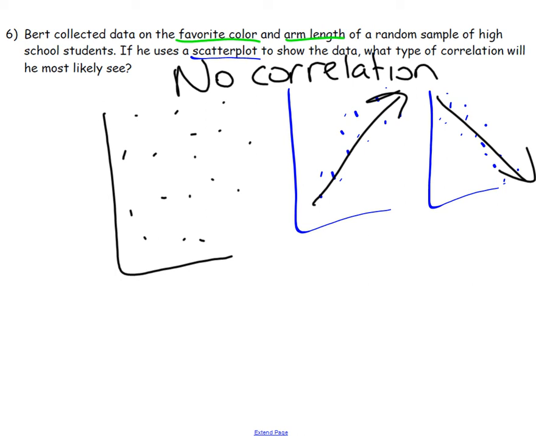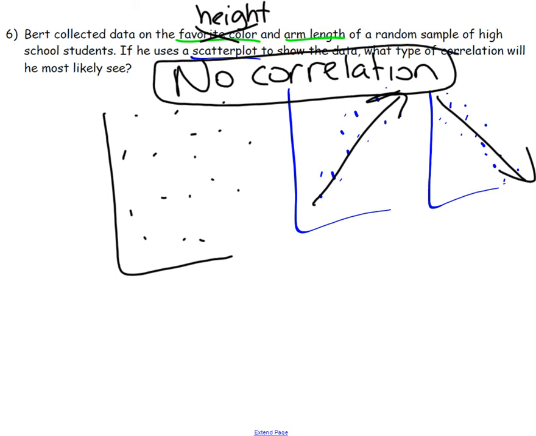So how would there be correlation? Like if it was height to arm length, as one goes up, so does the other. So it'd be positive, because if you're tall you'd have long arms. If you want to draw the graph, it looks like that.